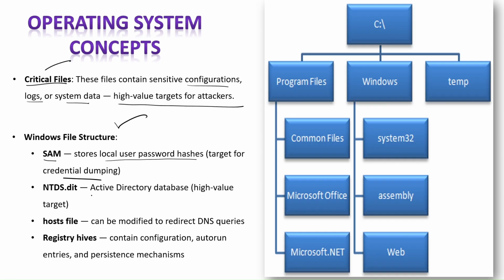ntds.dit, which is the Active Directory database and again a high value target for attackers. The hosts file stores DNS records and can be modified by an attacker to redirect DNS queries. And then registry hives contain configuration, auto-run entries and persistence mechanisms.